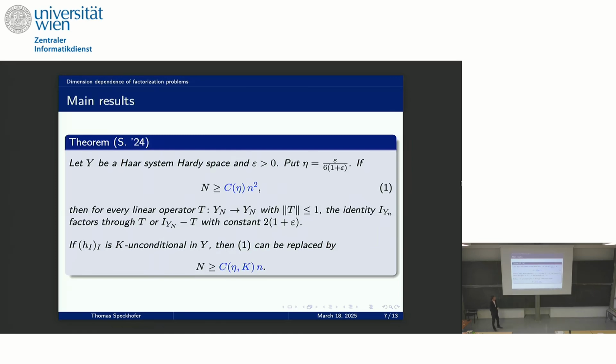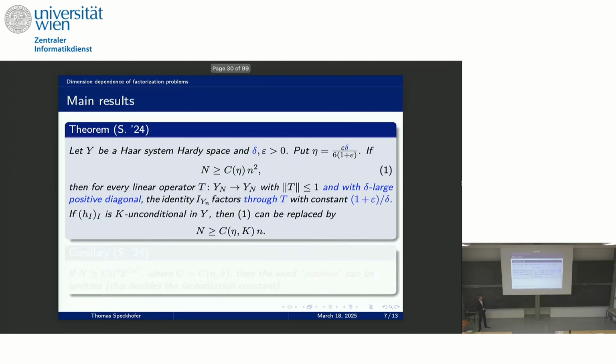And now if you look at the definition of the involved spaces, you see that the actual dimension of the space Y_n is something like 2 to the n. So in the end, this results in a quasi-polynomial dimension dependence, and the linear inequality results in a polynomial dimension dependence. Okay, the same result with some minor modifications holds if we consider operators with large positive diagonal. So we introduced an additional parameter delta, which will appear somewhere in the constants. And then if we assume that T has delta large positive diagonal entries, then we get a factorization through T.